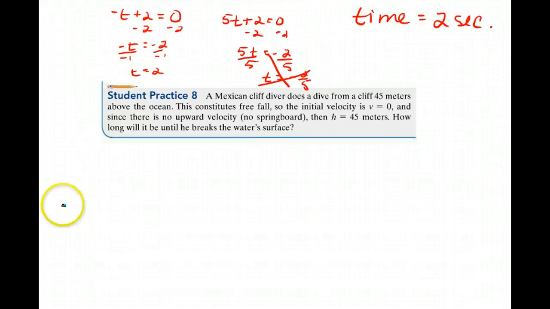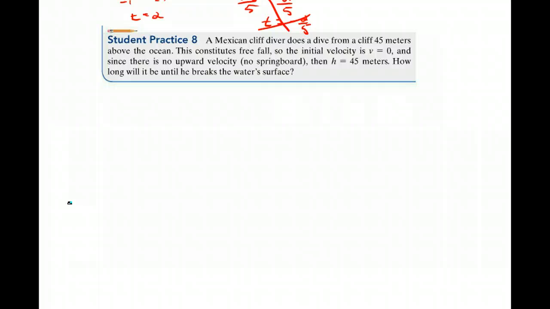We have one more problem here for us to solve, and it is student practice number 8. I would like for you to go ahead and solve this one. We're going to use exactly the same formula that we used in our previous example. We're going to use S equals negative 5t squared plus vt plus h. Please go ahead and take a second to plug in, try to get your equation in standard form, find a way to factor it, and see what you come up with. When you are ready, please go ahead and press play, and we will go over the answer together.